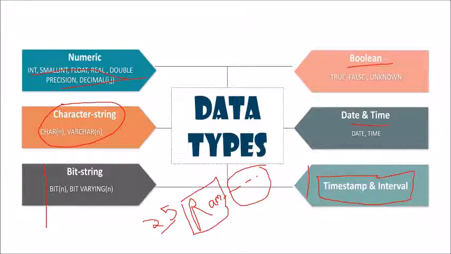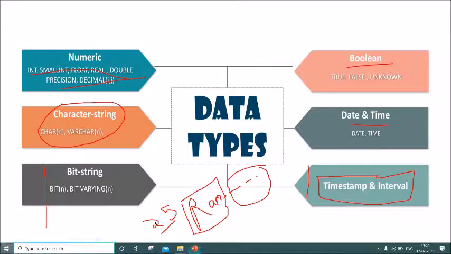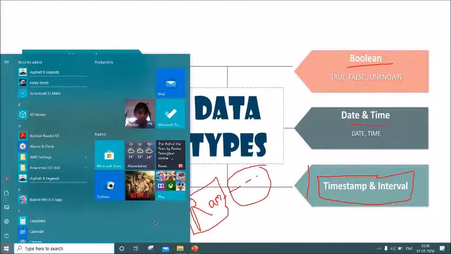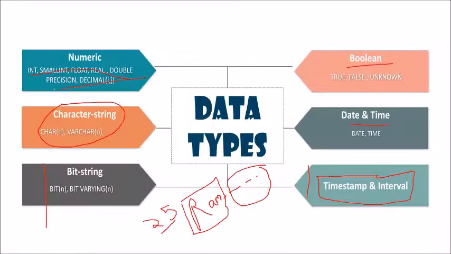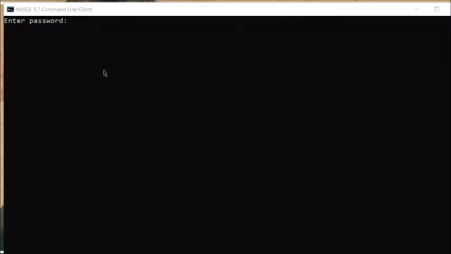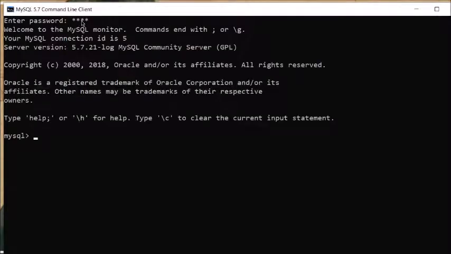Now, how do we use MySQL? I'll show you. First of all, you have to go to the menu, then MySQL. You can see this option, command line client. So this is the SQL window. The password is root. This password is given at the time of installation, and mostly it is kept as root. You can see the SQL prompt is here.